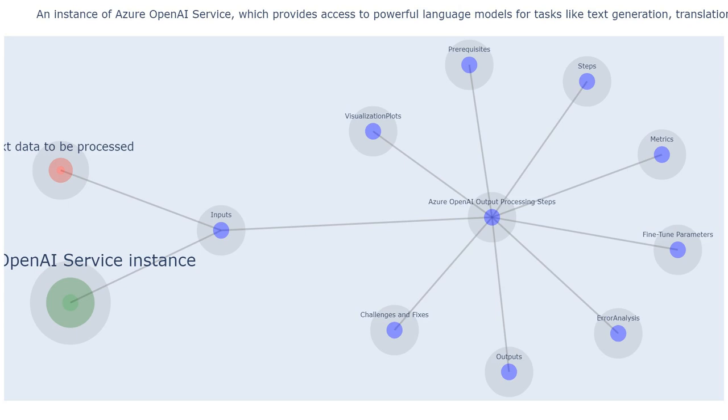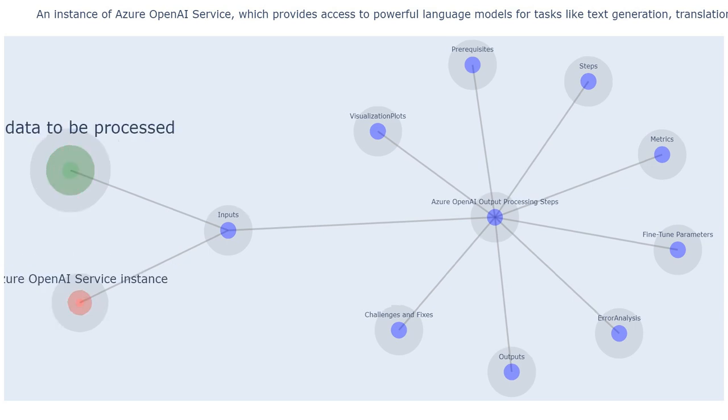Inputs. An instance of Azure OpenAI service, which provides access to powerful language models for tasks like text generation, translation, and summarization. Text data that needs to be processed by the Azure OpenAI service. This could be any type of text, such as articles, emails, or social media posts.